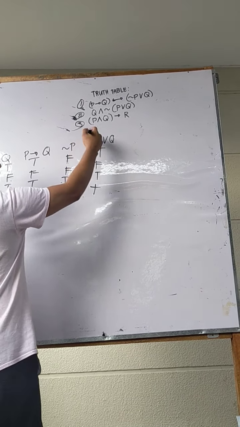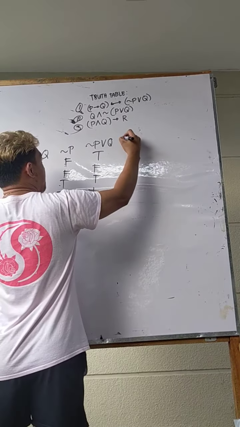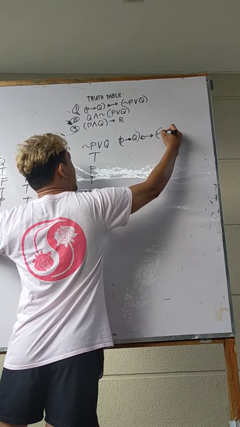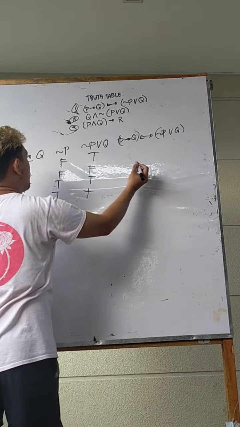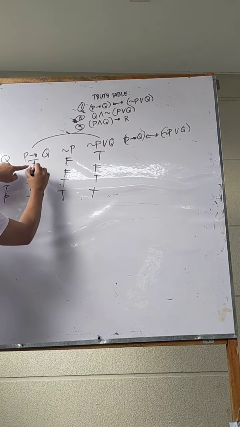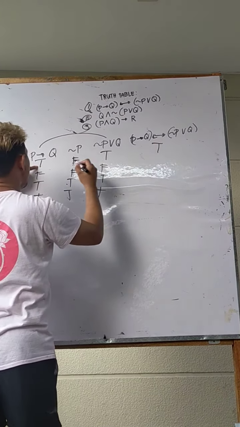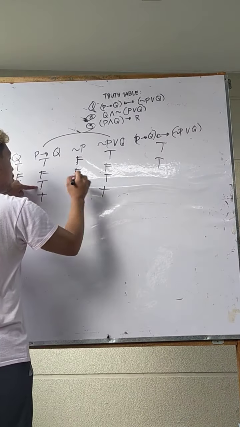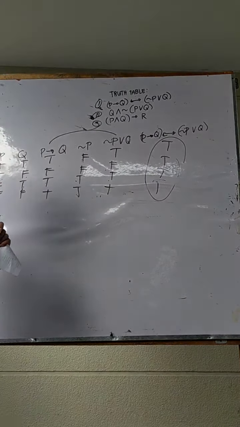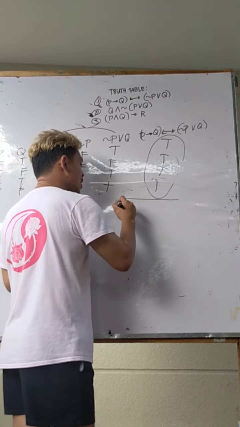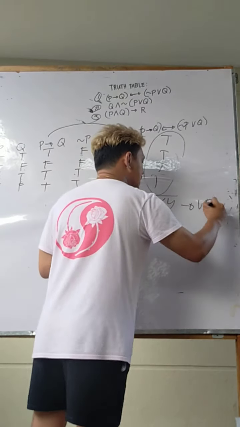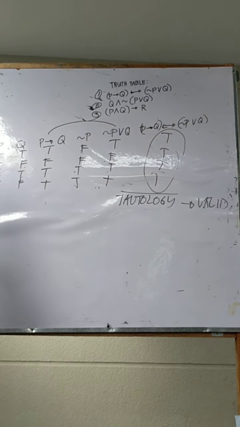Then we have the if and only if: P implies Q, if and only if, not P or Q. We will be using this and this one. True, true, true. True, true, true. True, true, true. True, true, true. Therefore, all the last values are true. It will give us a tautology, or valid. Okay, let us proceed with the second example.